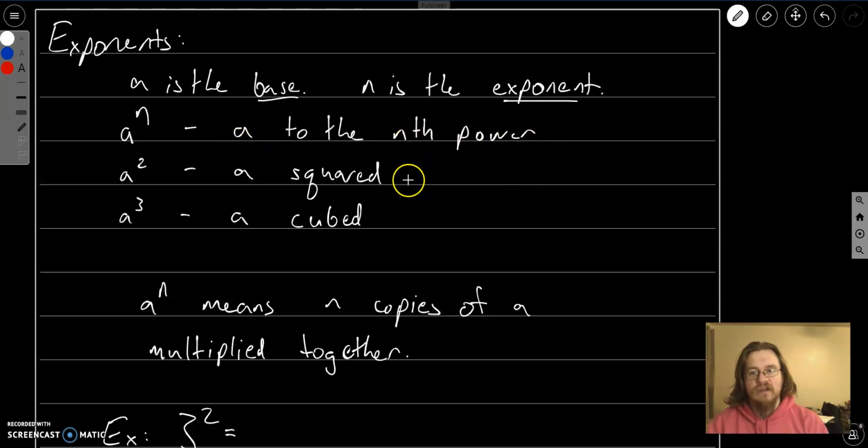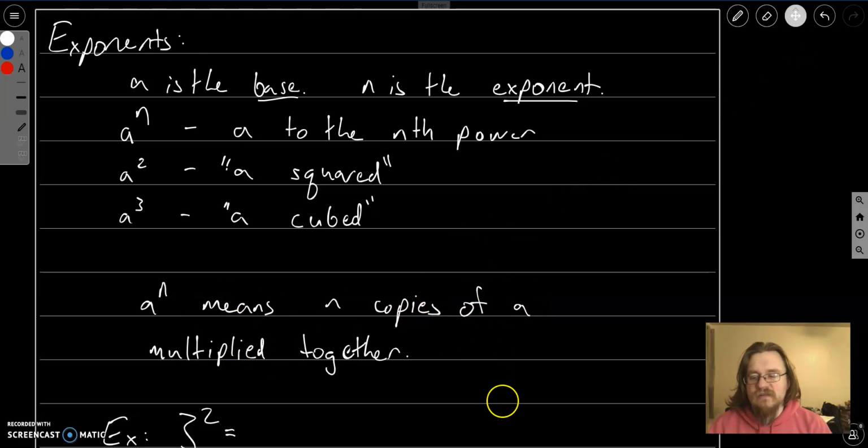And there's a couple special cases. So a to the second power is also called a squared. And a to the third power is also called a cubed, but you can just say a to the third power or a cubed, a to the second power or a squared. It doesn't matter. They mean the same thing. And what we mean by a to the nth power is n copies of a all multiplied together.